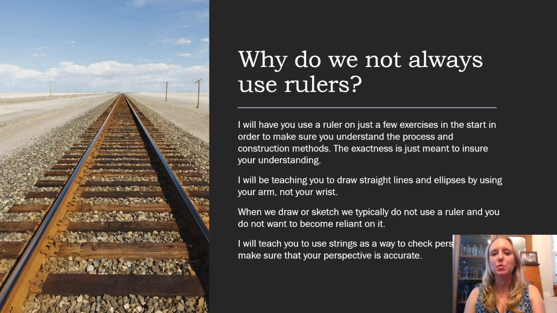I will have you use a ruler on just a few exercises in the start in order to make sure you understand the process and the construction methods. The exactness is just meant to ensure your understanding. I will teach you to draw straight lines and ellipses by using your arm and not your wrist. When we draw our sketch, we typically do not use a ruler, and you do not want to become reliant on it. I will teach you to use strings as a way to check perspective.